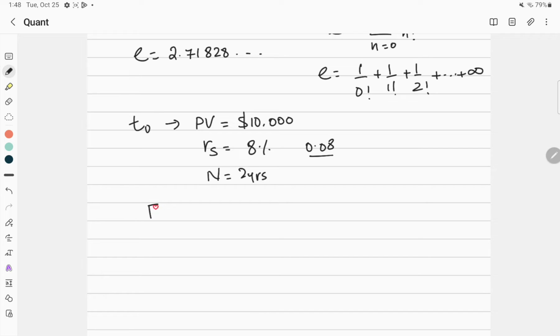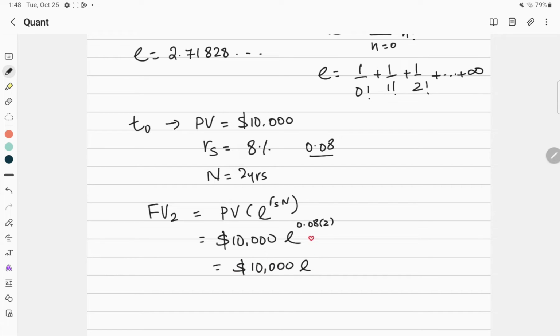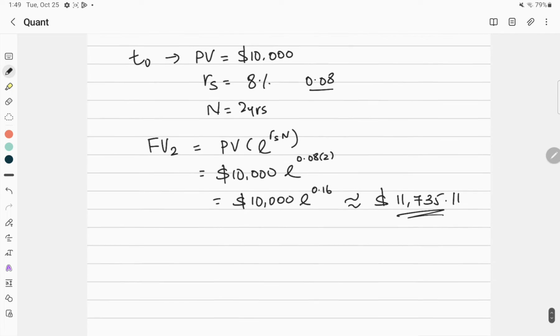Using this formula, the future value after 2 years is, again, PV times e raised to the stated annual interest rate times N. This is 10,000 times e raised to 0.08 times 2, which is 10,000 times e raised to 0.16, and this will be about $11,735 and 11 cents.